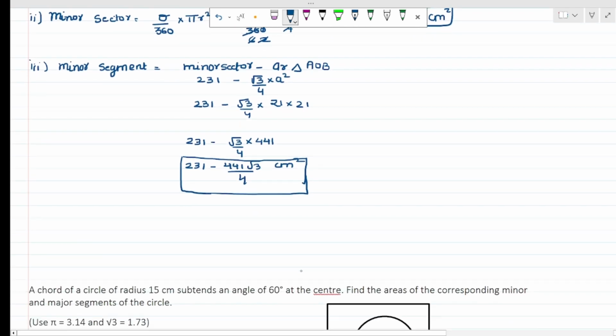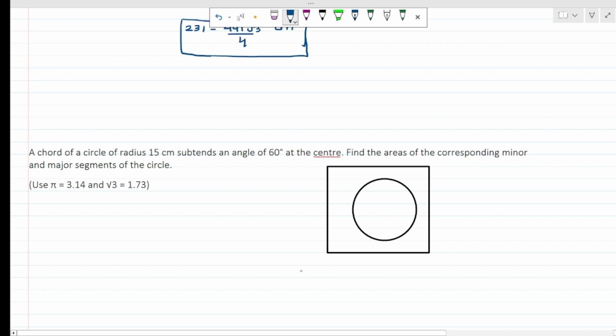Move on to the next question, which is the last question of this video. A chord of a circle with radius 15 centimeter. Now for this case, we are given the chord of a circle. That means I have my chord AB and my radius is 15 centimeter. What is my radius? My radius is 15 centimeter.